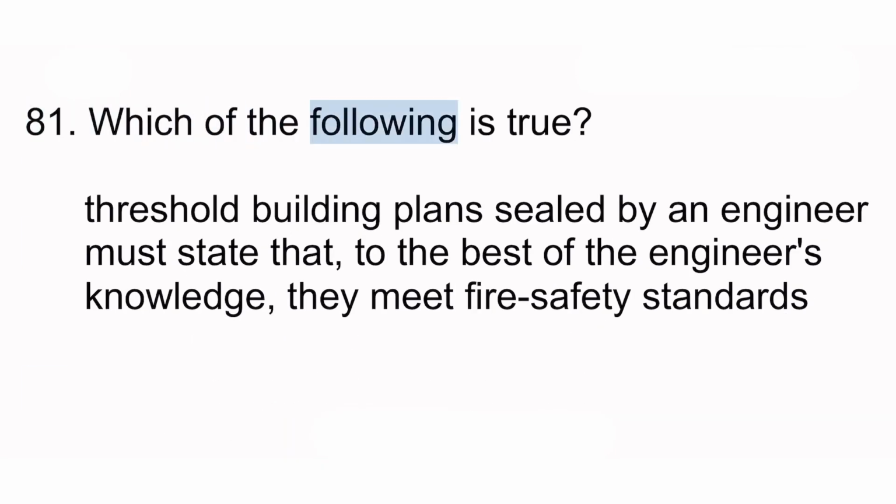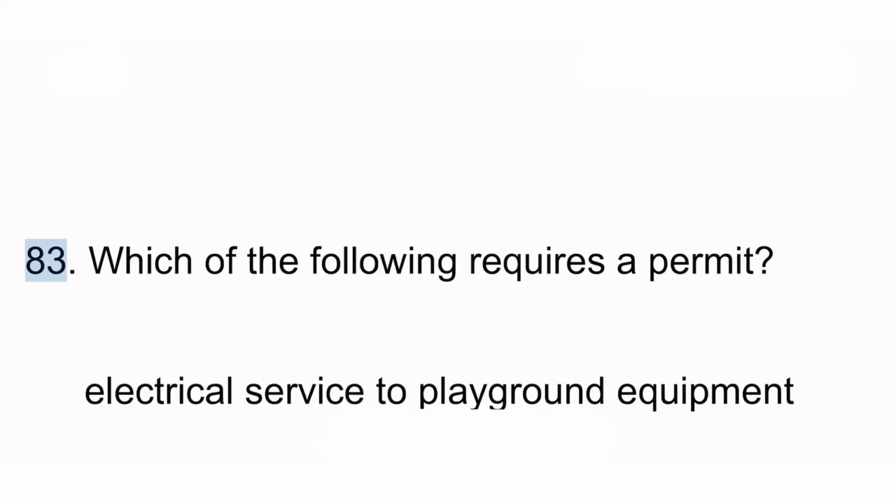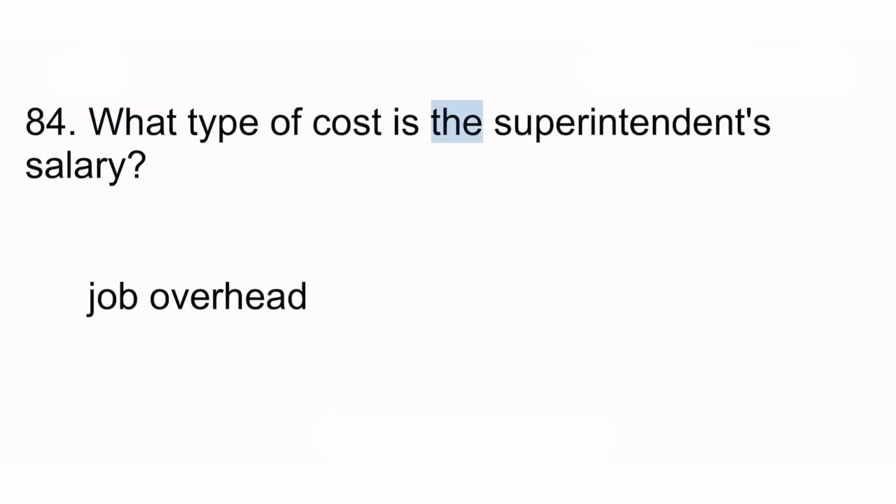81. Which of the following is true? Threshold building plans sealed by an engineer must state that, to the best of the engineer's knowledge, they meet fire safety standards. 82. A warning to the property owner about his need to secure a release of lien from the person sending the notice before making payment is known as a notice to owner. 83. Which of the following requires a permit? Electrical service to playground equipment. 84. What type of cost is the superintendent's salary? Job overhead.